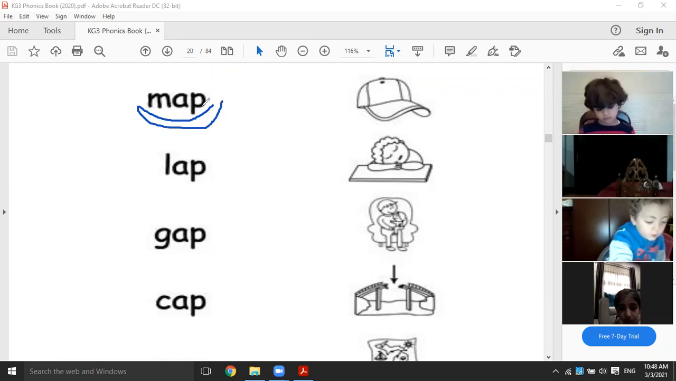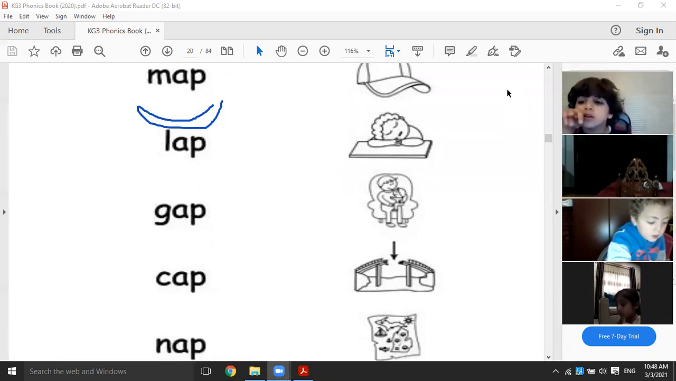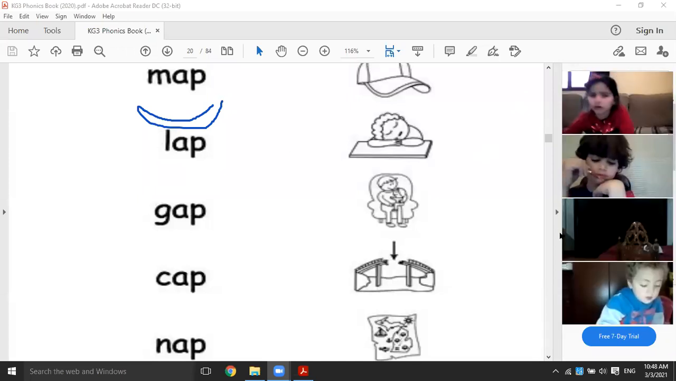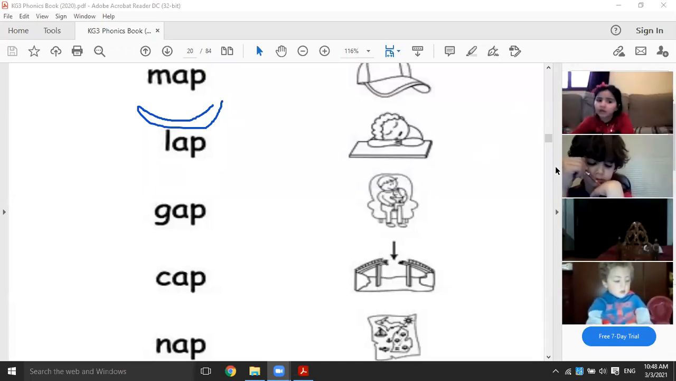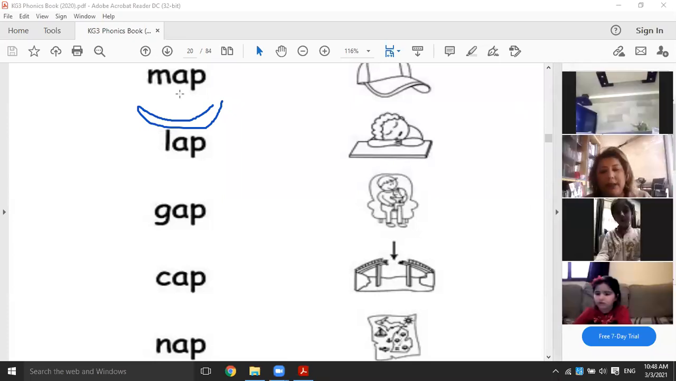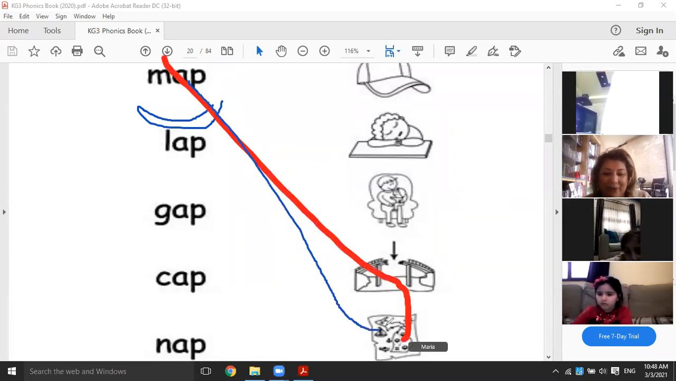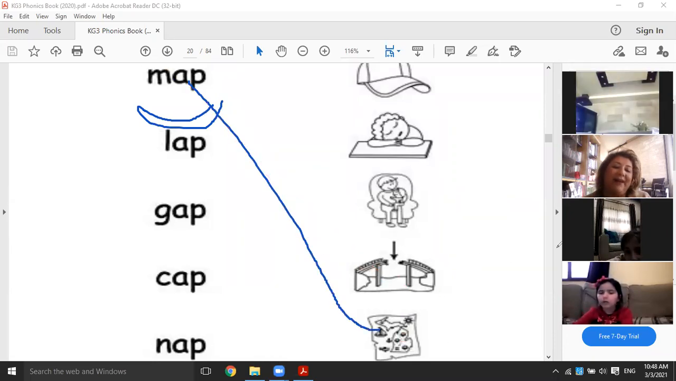Map. Can you match it on the screen? Can you match it, Habibti? Number 5. Okay, excellent, girl. Thank you, darling. Okay, so this is the word map. Bravo, Maria. Maria, it's Wissal's turn.